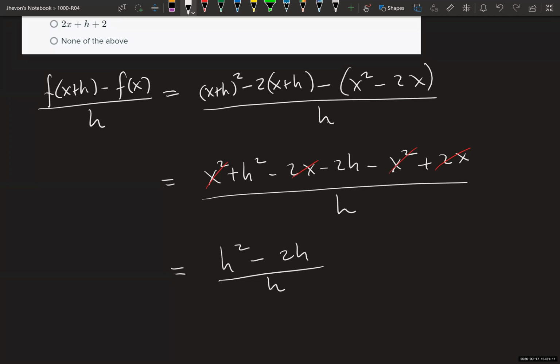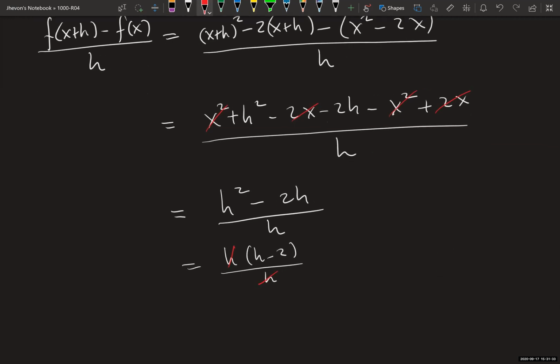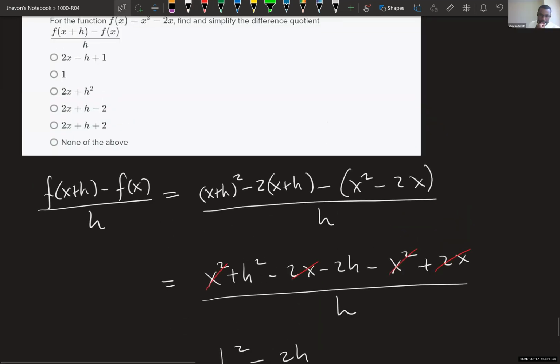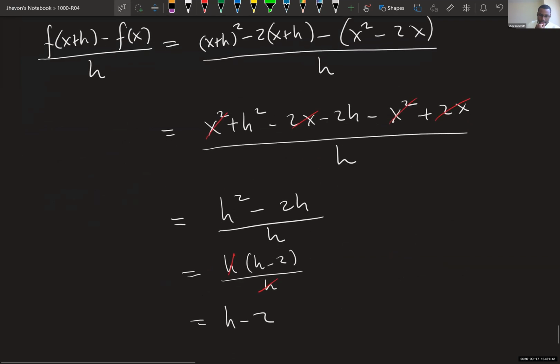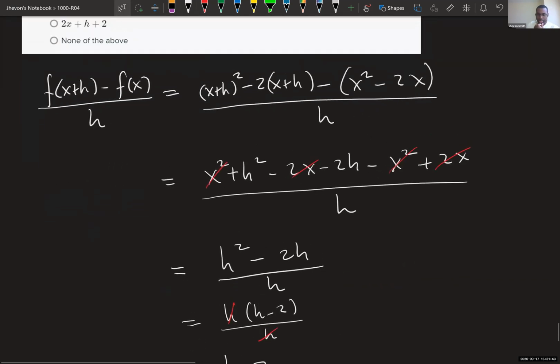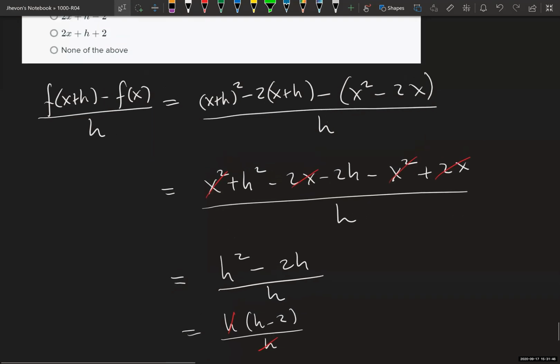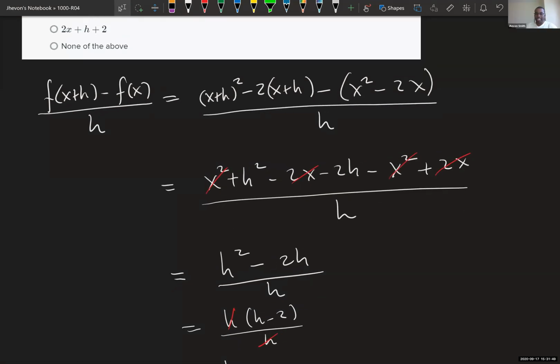And then I can cancel the h's like this? No. Okay, then what? I mean, you can factor out an h in the numerator, and then you can cancel the first h with the bottom h, and then you're left with h minus 2. And there is no h minus 2, so it's none of the above. Incorrect. It's wrong. Where is the mistake?